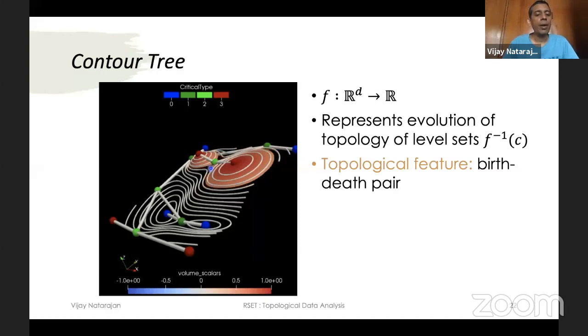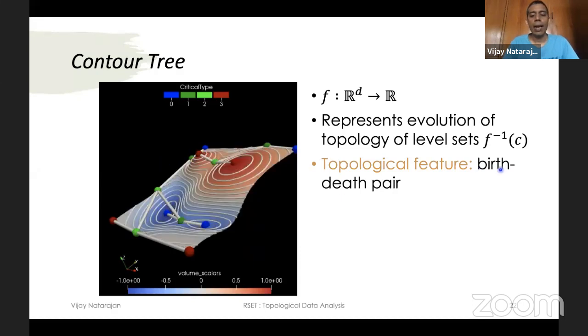Now this component becomes 2. So a new component is born, right? So there are 2 components, a new component is born. And one of the components that was born dies when it crosses this maximum, right? So there are a lot of birth and death events, birth of a component and death of a component. We want to pair them in order to talk about lifetime of these components, right? So we want to talk about how long is a component alive, right?